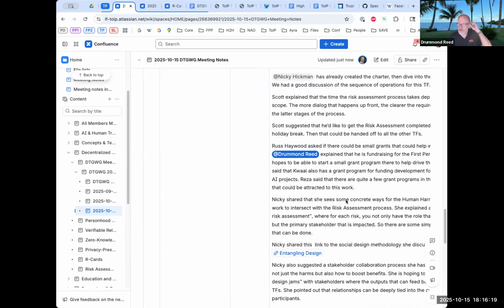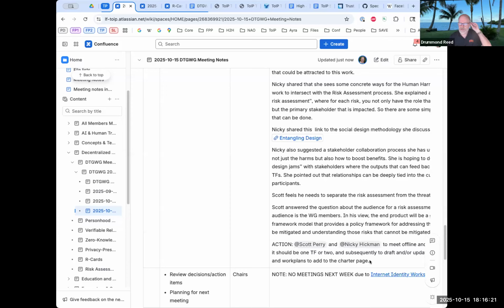So the final action item was for the two of them to agree. IAW is next week, so we're not meeting next week. So they have 2 weeks to figure out when they can chat and decide, do they want to try and tackle it as one task force or as two, and whichever way they go, to create the charter pages, and away we go.